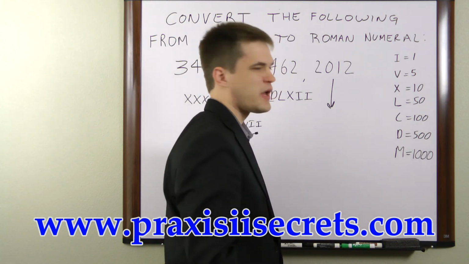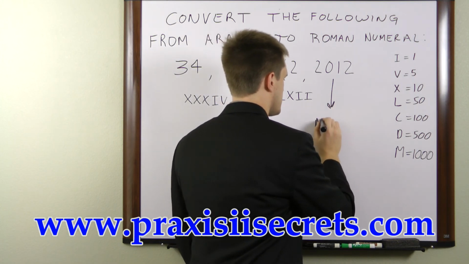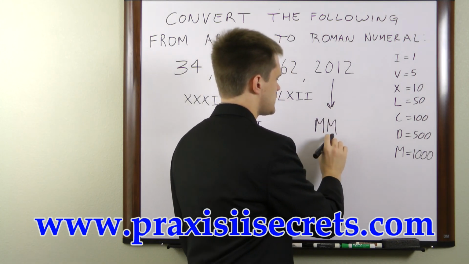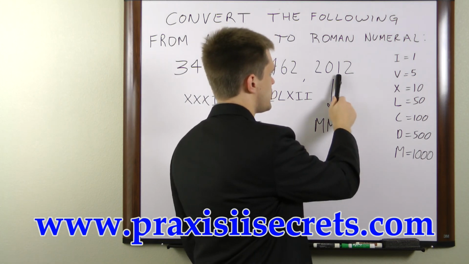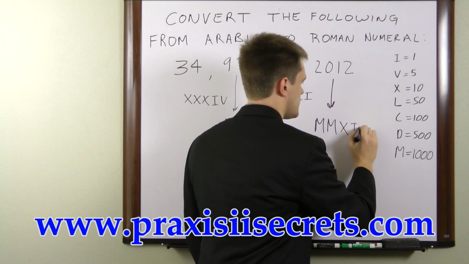M is the highest unit we have, so we just have as many M's as we have thousands. So we write MM, and that takes care of the 2000. And then we have 12, so we have M, M, X, I, I.